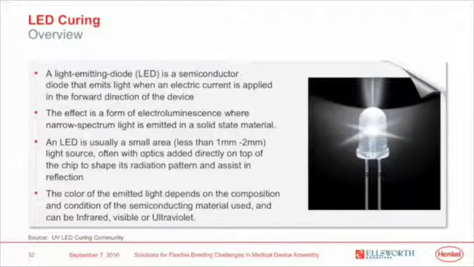A light-emitting diode is a semiconductor diode that emits very specific wavelengths of light. An LED is usually a small area, less than 1 millimeter to 2 millimeters, often with optics added directly on top of the chip to shape its radiation pattern and assist in its reflection. Most of us have seen either traffic lights or even within our own household LED systems at work. The color of the emitted light depends on the composition and condition of the semiconducting material used and can be infrared, visible, or ultraviolet. This is an added benefit for the different light curing adhesives available for LED curing.